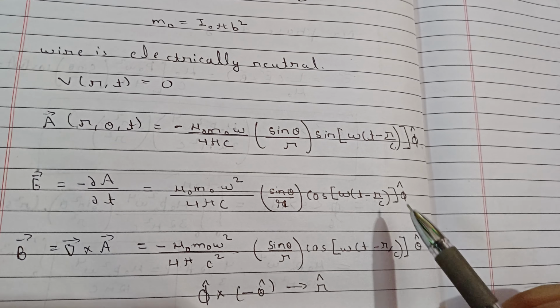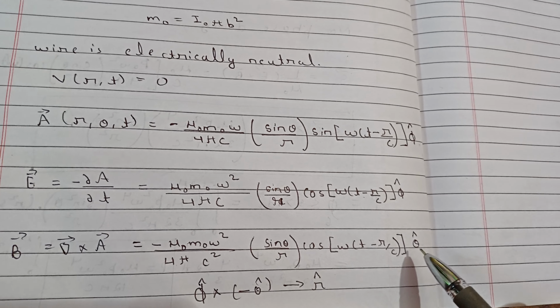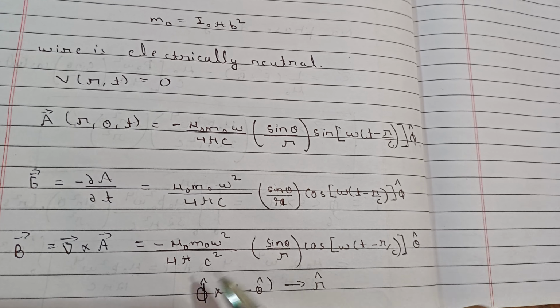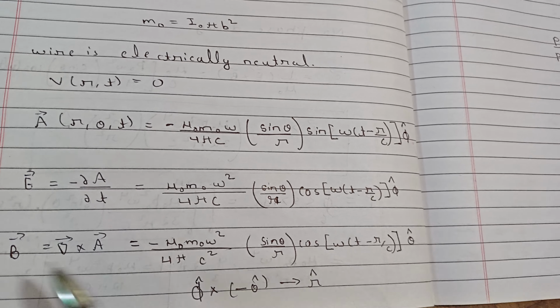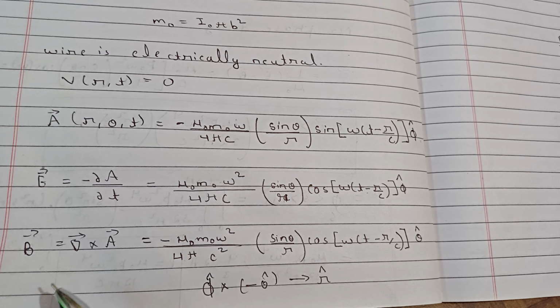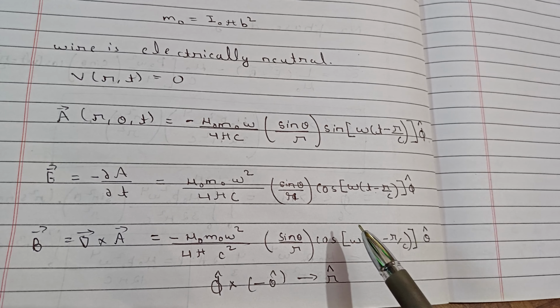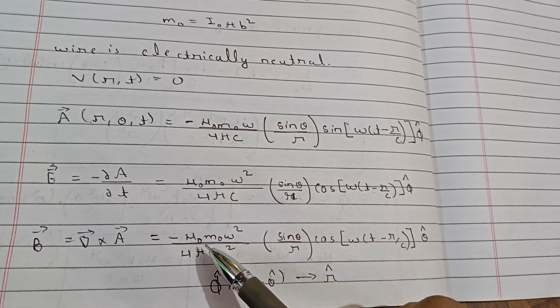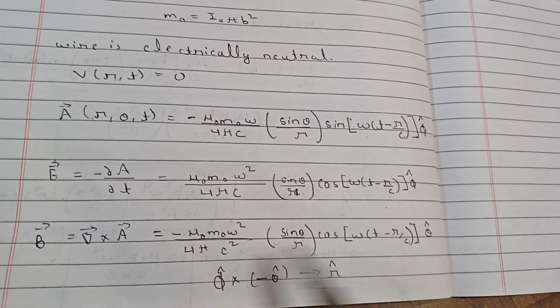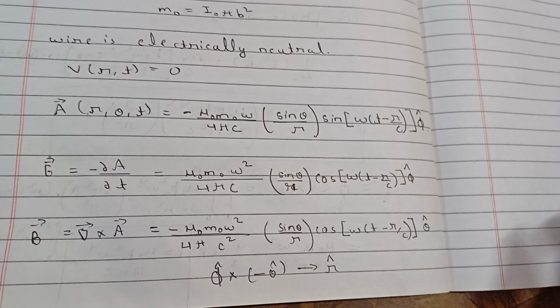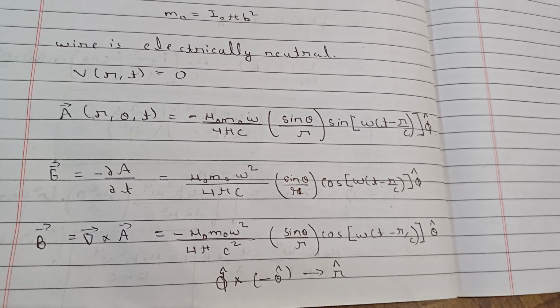Now E cross B: this is minus theta cap, and phi cap cross minus theta cap will give you r cap again. So it is again in the direction perpendicular to both of these. That is the property of EM waves, and you can verify these things by taking the ratio, and again k is omega by c, so the speed will be c. So this is again the EM wave. That's how you can verify. A question can be asked from this, to verify whether it is an EM wave or not.